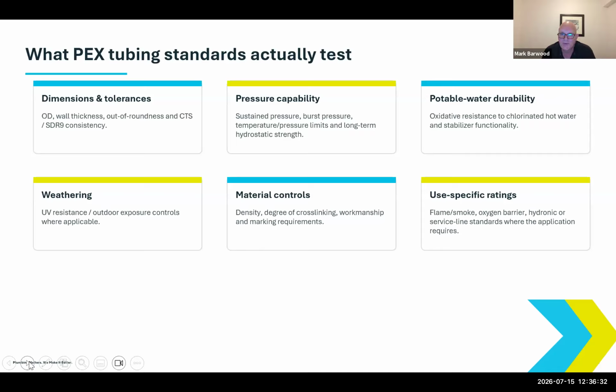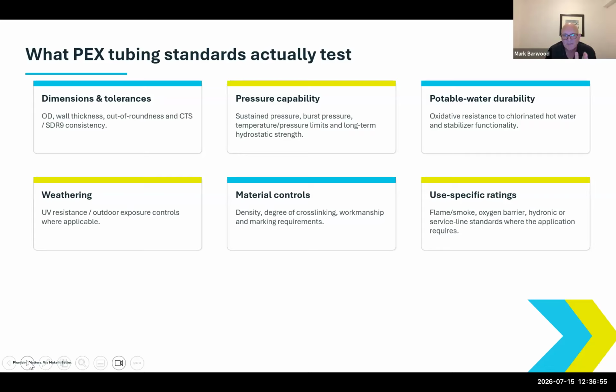It gets tested in a lot of different ways. They test pipe until it bursts as well, so they do burst pressure of pipe. It gets tested at temperature and pressure limits, and long-term hydrostatic strength gets tested in labs. Potable water durability, so oxidative resistance to chlorinated hot water and stabilizer functionality.